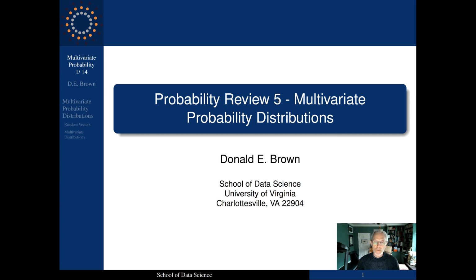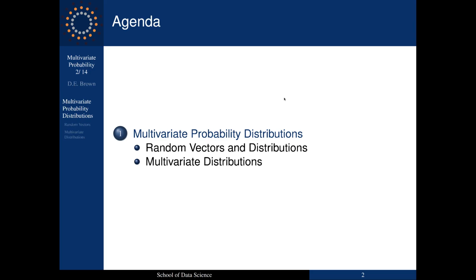Welcome back to our fifth lecture in probability review. In this lecture, we're going to look at multivariate probability distributions and random vectors. We will start by looking at random vectors and the general notion of distributions of random vectors, and then we'll look at some specific and important multivariate distributions.